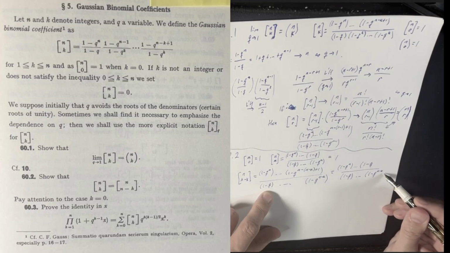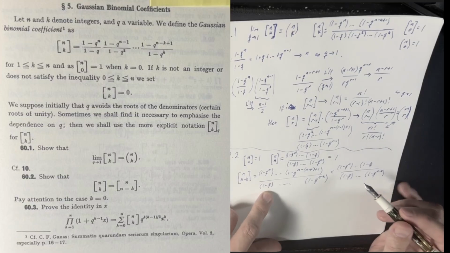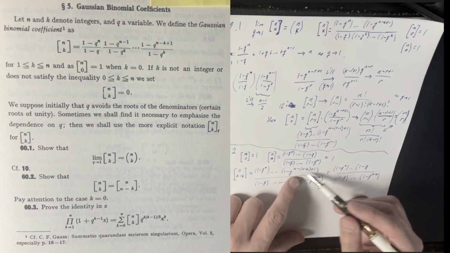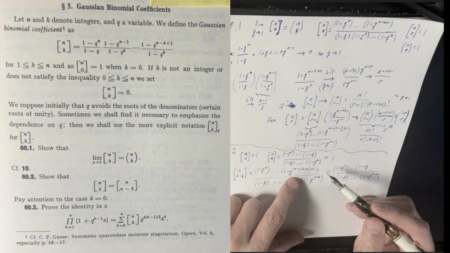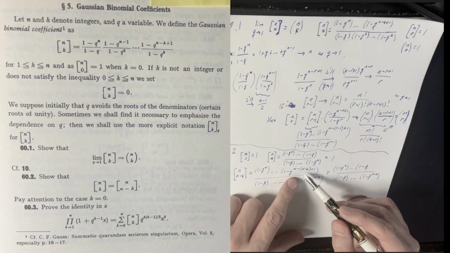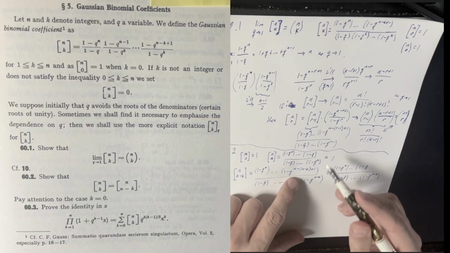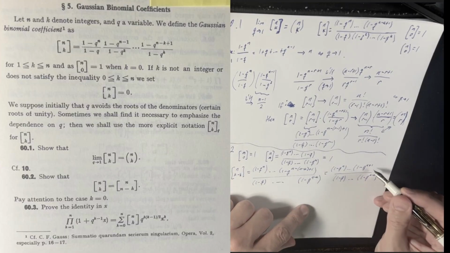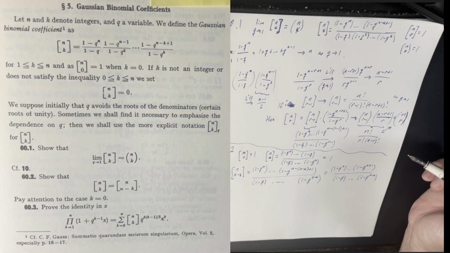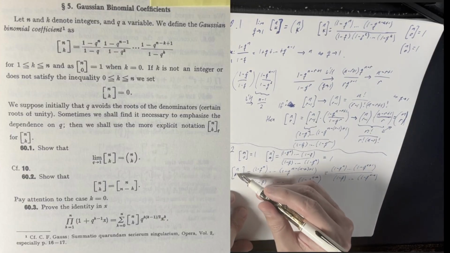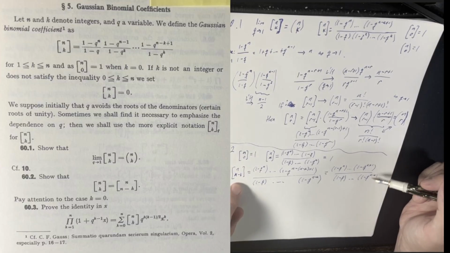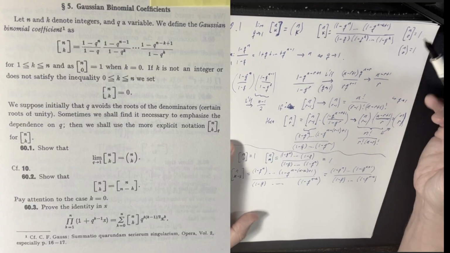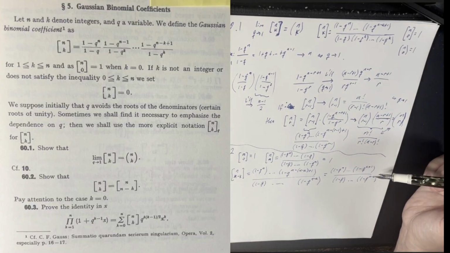So downstairs, the powers of q are increasing. Upstairs, the powers of q are decreasing down to this value, which seems to be k plus 1. Right? Yeah, k plus 1. And I'm supposed to notice that this is n choose k again. It doesn't look like n choose k to me.